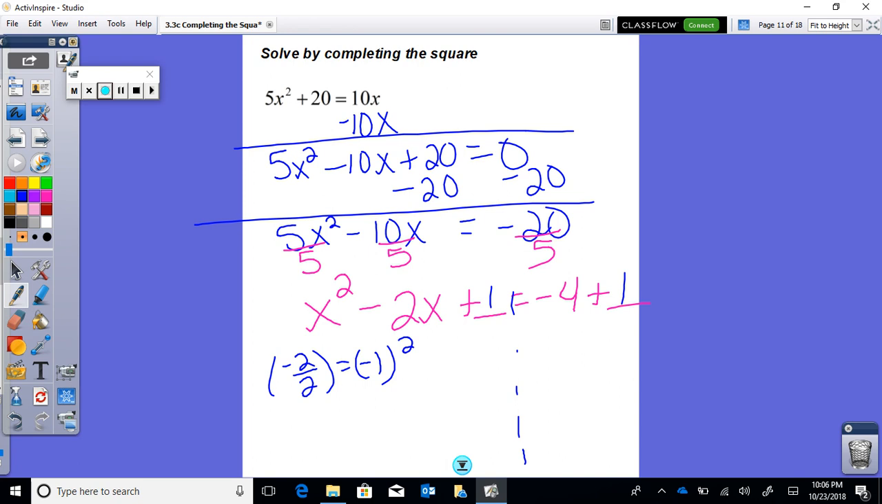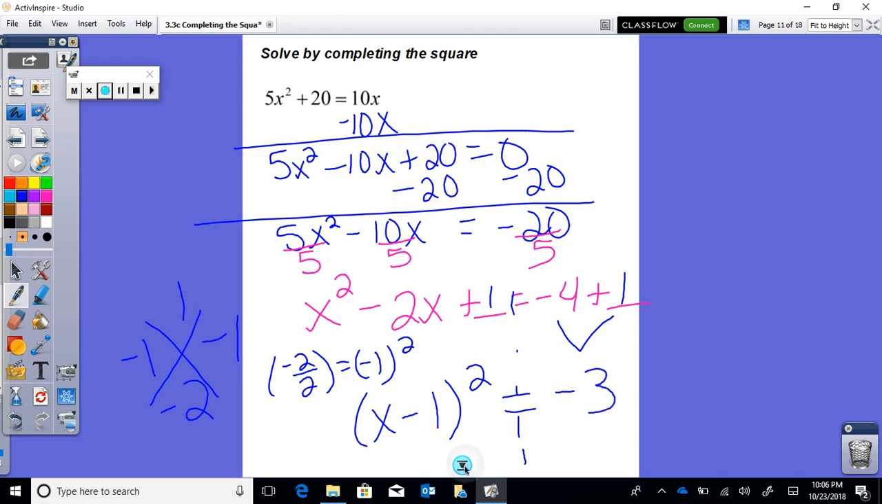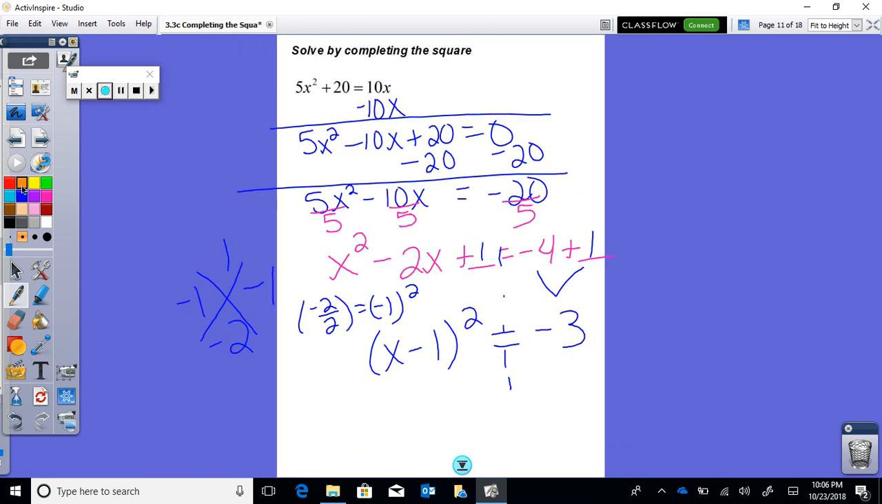Then factoring the left side, well, factors of positive 1 that add up to negative 2, that's going to be negative 1 times negative 1 is positive 1, and negative 1 plus negative 1 is negative 2. So this factors to x minus 1 squared, and negative 4 plus 1 is negative 3. Can square root both sides here, and we get x minus 1 equals the square root of negative 3. So that's actually plus or minus imaginary square root of 3.